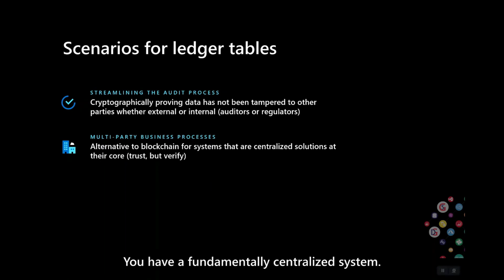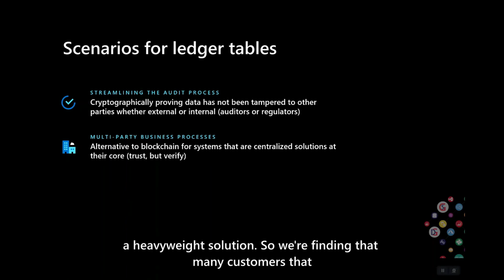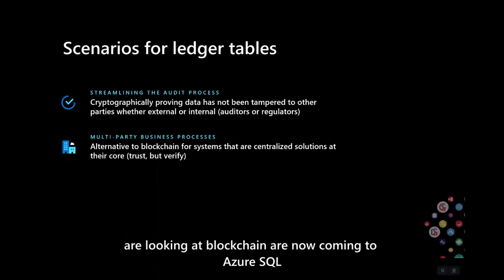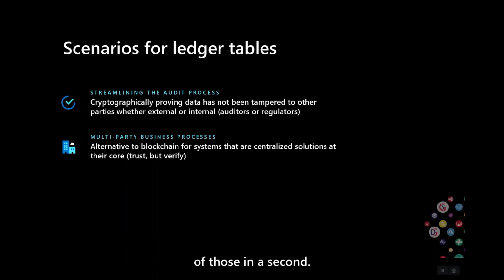You have a fundamentally centralized system. Or they don't have the need for the smart contracts that are encoded in the blockchain. They don't have need for tokenization. Blockchain offers a lot of utility, but if really what you're trying to achieve is data protection and attesting for that data protection to other parties, blockchain is a heavyweight solution. So we're finding that many customers that are looking at blockchain are now coming to Azure SQL Database Ledger, and I'll show a couple examples of those in a second.